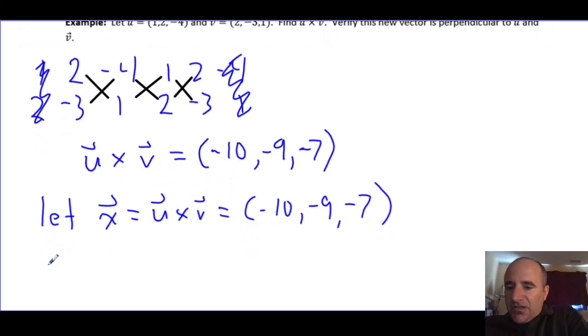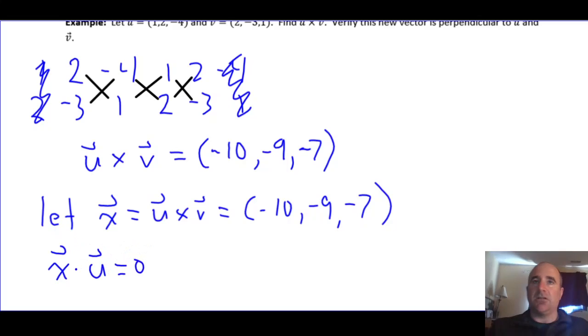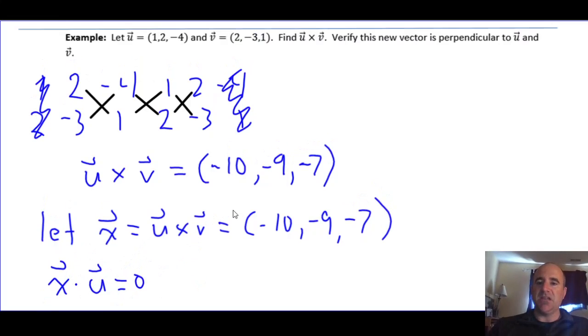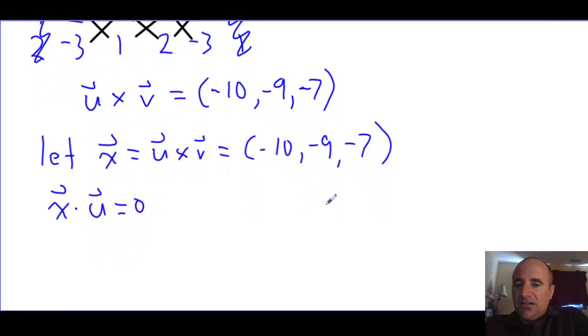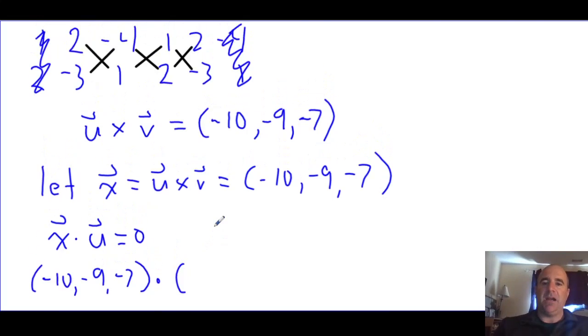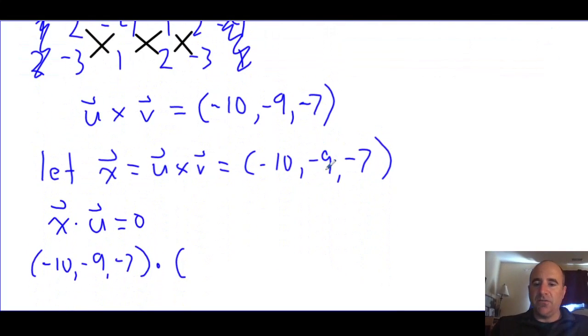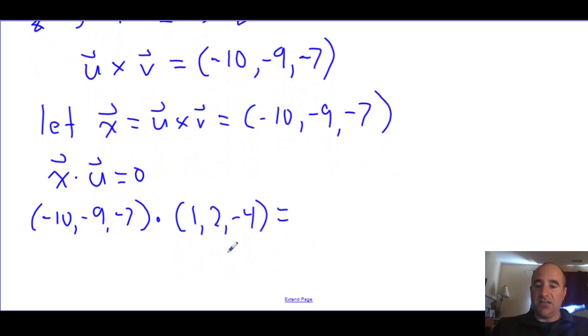We know that x dotted with u better be equal to 0 if they're perpendicular. And if this isn't true, then I probably made a mistake. Dotting can almost be done in your head. I'll do it here: 10, -9, -7 with 1, 2, -4. Do I get 0 when I do that? Let's see. I would get -10, minus 18, which is -28, but then plus 28. Yes, checks out.